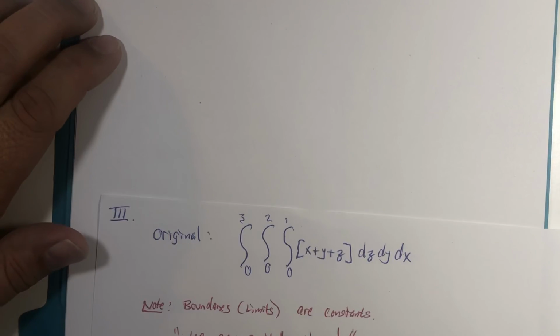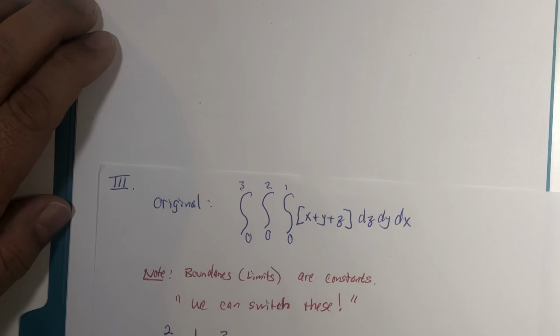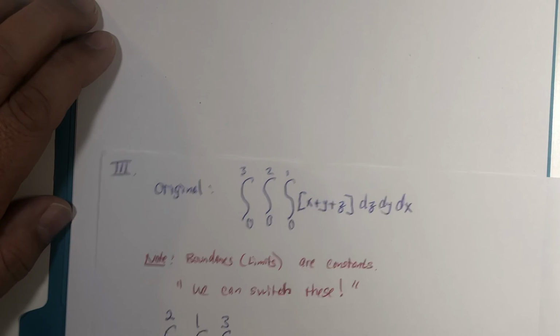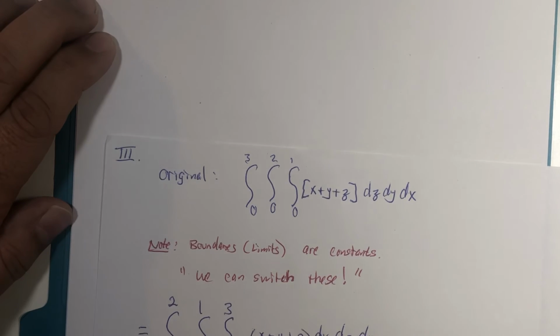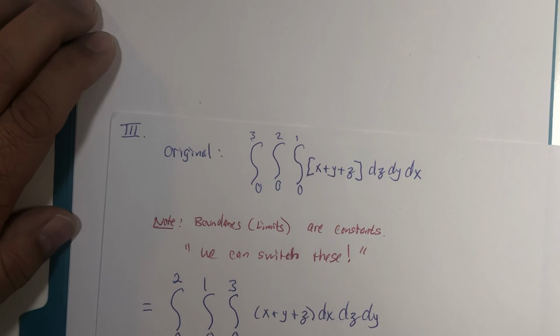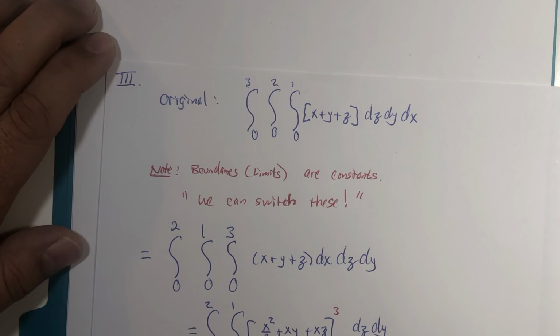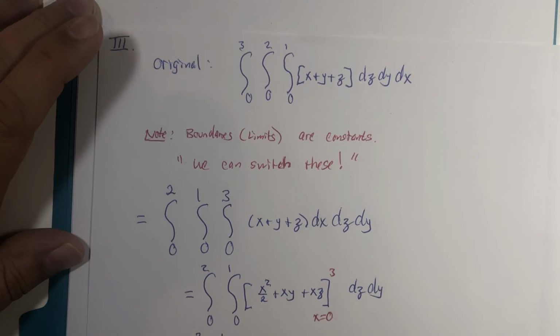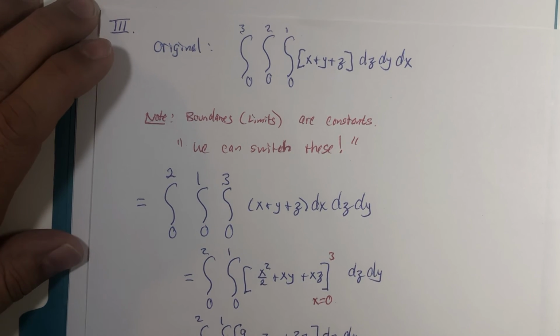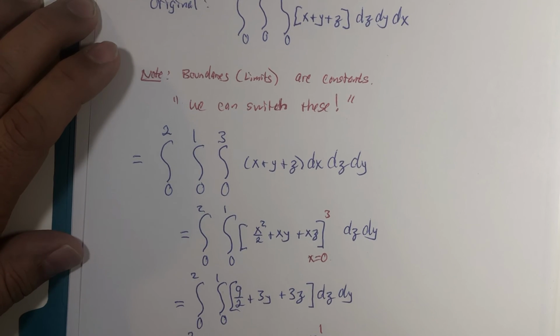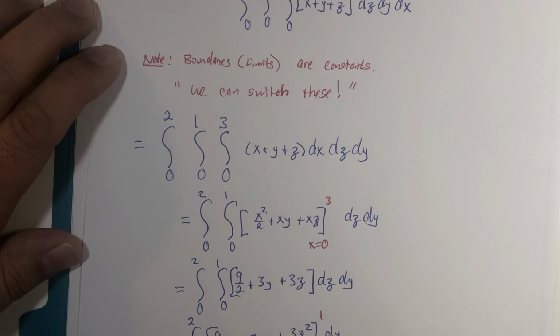All right, I'm back. Since the boundaries are constants, you can switch them to any order you want in terms of the alphabetical order. So that would be the triple integral and dx, dy, dz. And if x is the first antiderivative, then it would take us to here. And then z would be the next antiderivative.